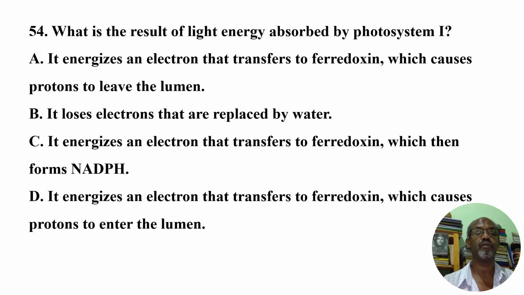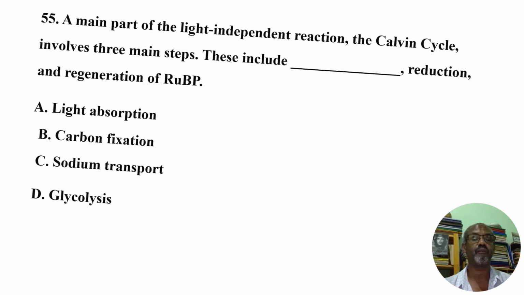Question 54. What is the result of light energy absorbed by photosystem 1? It energizes an electron that transfers to ferredoxin, which causes protons to leave the lumen? No. It loses electrons that are replaced by water? No. It energizes an electron that transfers to ferredoxin, which then forms NADPH. NADP is reduced.